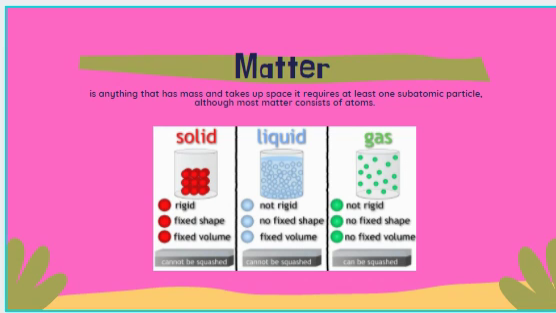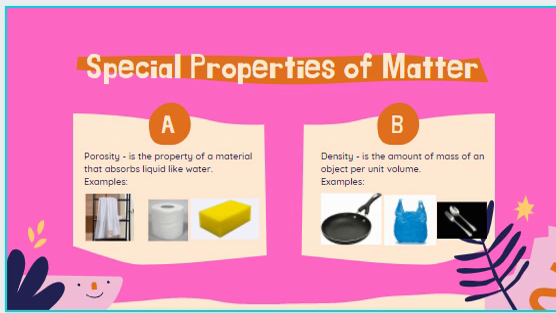Solid, one of the three basic states of matter, has a fixed shape and fixed volume. In a liquid state of matter, particles are less tightly packed as compared to solid. It has no fixed shape and no fixed volume, while gas is defined as a state of matter consisting of particles that have neither a defined volume nor defined shape.